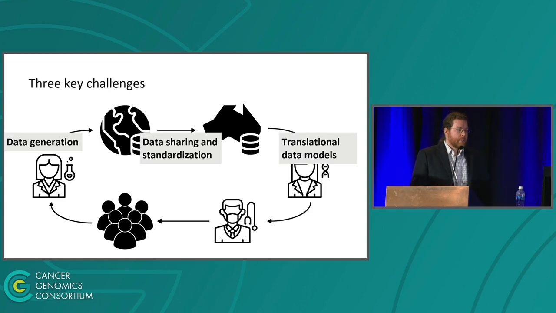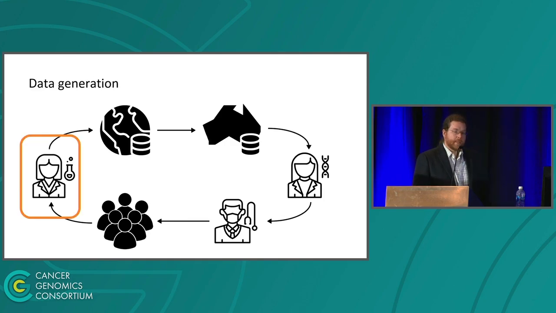So if we think about these three key challenges, we have data generation, we have data sharing and standardization, and translational data models. And the rest of this figure represents the researcher, databases, both international and regional, the role of the variant curator, the role of the patient-facing clinician who is returning the results to the population, and then we hope that the patient need will feed back into motivating additional research studies. And so we'd like to really fulfill all the pieces of this cycle and close this loop. So I'll start by telling you about data generation.